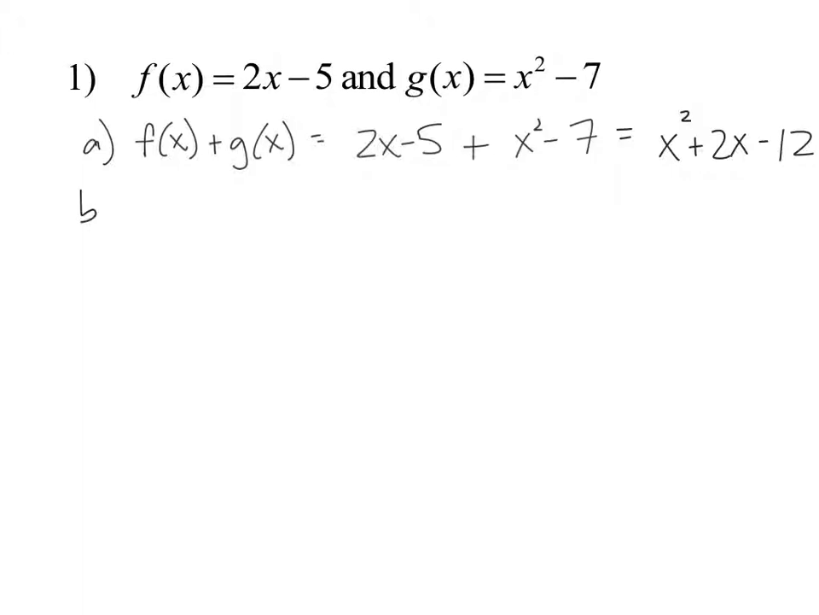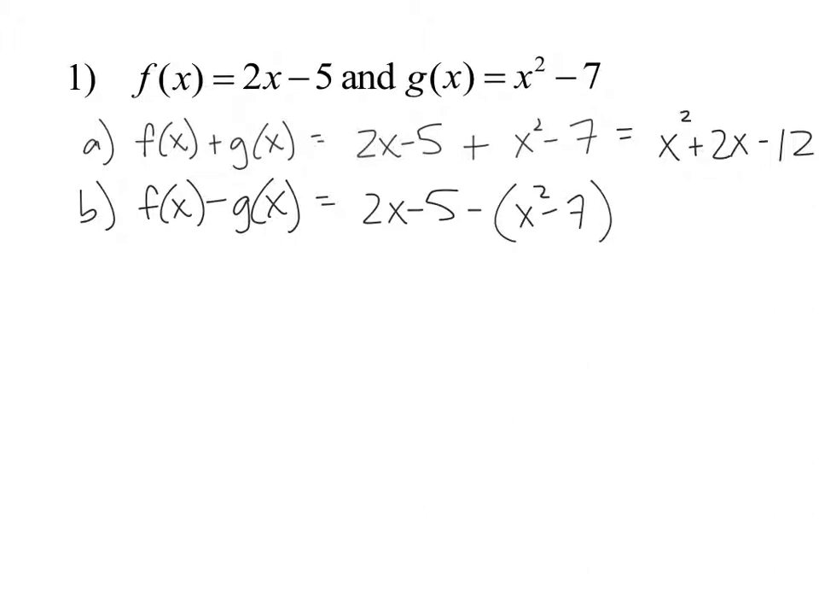And then B is subtracting. And here's where you have to be careful distributing your negative sign. So you're taking your f of x equation, which is 2x minus 5, and you are subtracting all of the g of x, so x squared minus 7. Be really careful, a lot of mistakes happen here. You do have to distribute that negative sign. So you end up with a negative x squared and a positive 2x, and then negative 5 minus negative 7 actually gives you a positive 2. Do you have to factor or do anything else? No, just combine like terms, you're finished.